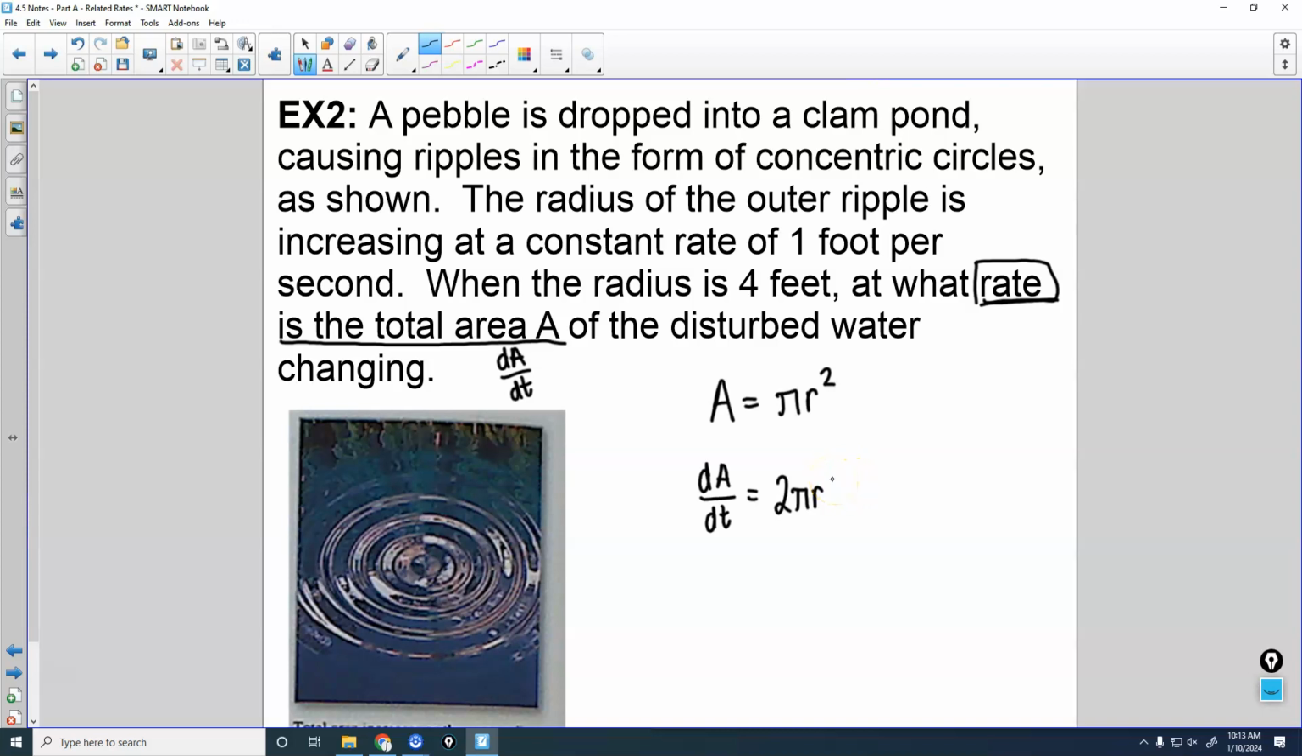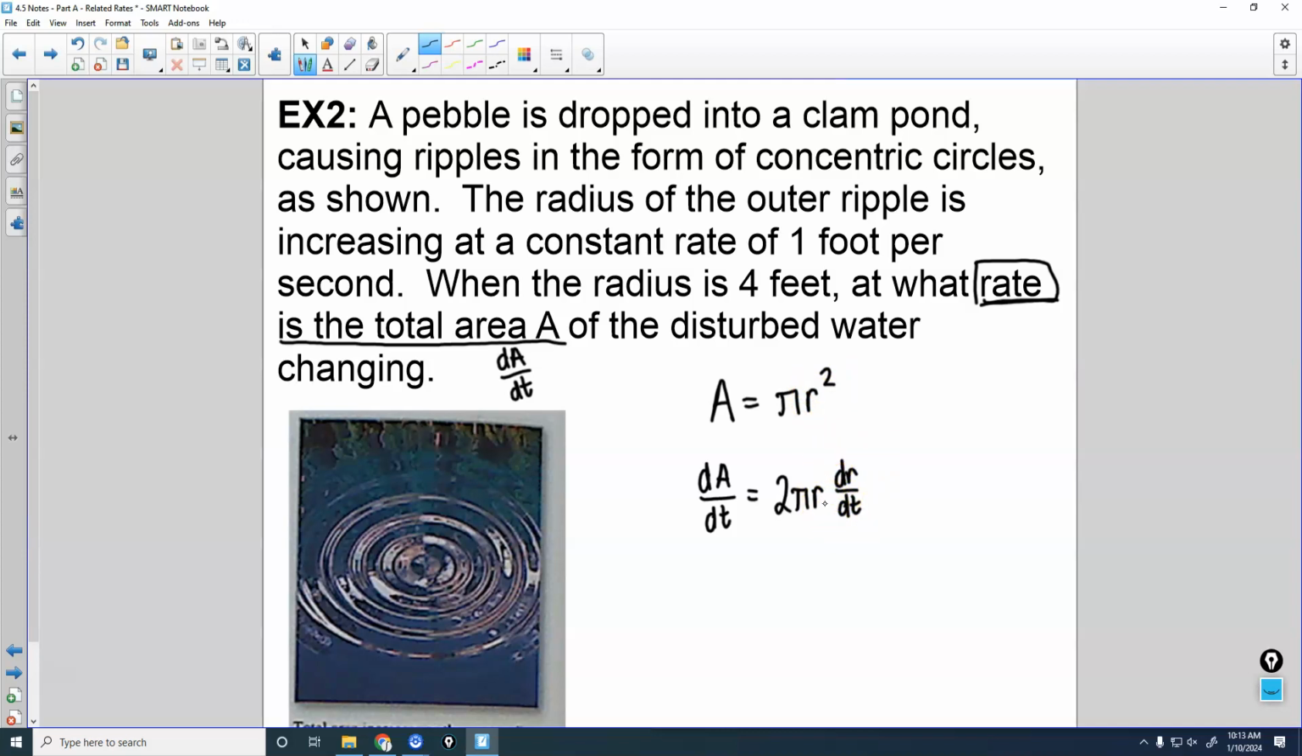But if I take the derivative of any variable with respect to time, I've got to put dr/dt right there with it. Pi is just a number, but r is not. Here, r is a variable, and that value is changing over time. Pi is always 3.14159. So the r is where we have to put that dr/dt.